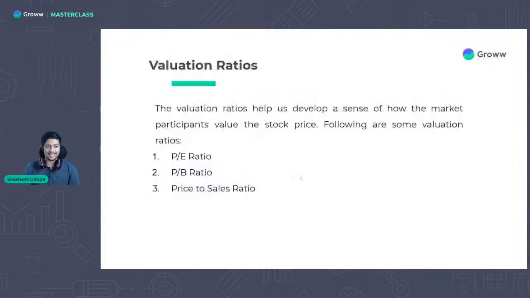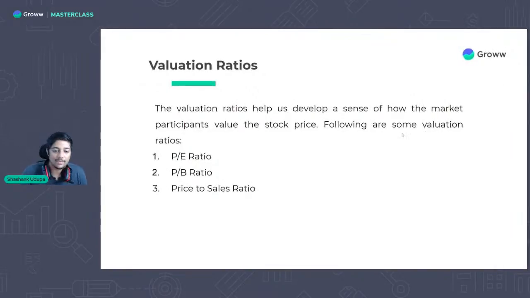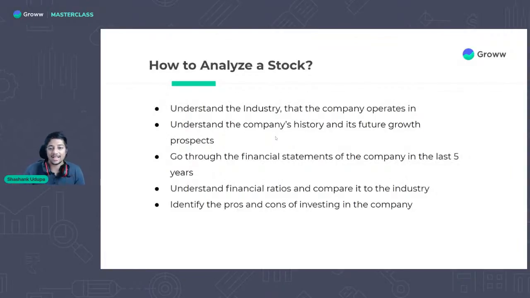The third valuation ratio is price to sales ratio. Price to sales ratio basically compares the price of the stock to the company's income. So, for example, ITC's income or sales is something, and it compares it to the price. So, this is how you analyze a stock.